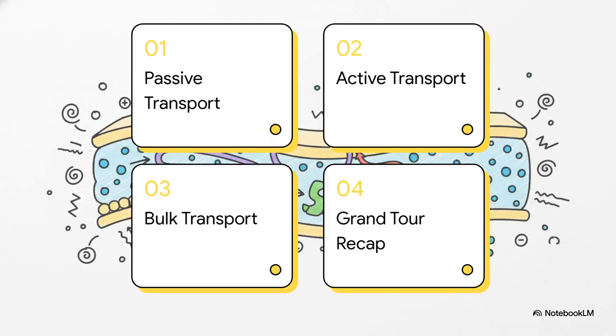So, here's our itinerary for this tour of Cell City's border. We're going to cover passive transport, that's the easy stuff. Then, active transport, when things get a little tougher. After that, bulk transport for the heavy lifting. And we'll finish it all off with a quick recap of our journey.